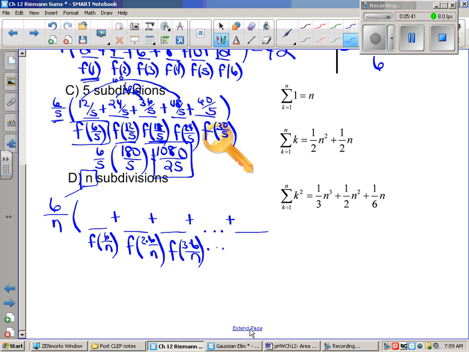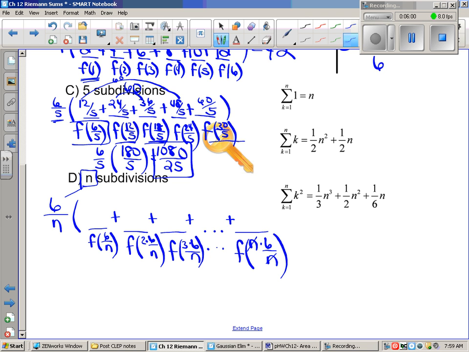And how many of those did you just do with this 6/5? You did 5 of them, right? Because there were 5 subdivisions. So in this case, we would have to do n of them, and it would look like this. F of n times 6 over n. And if you thought about that mathematically, that would mean your n's would cancel out, leaving you with f of 6.